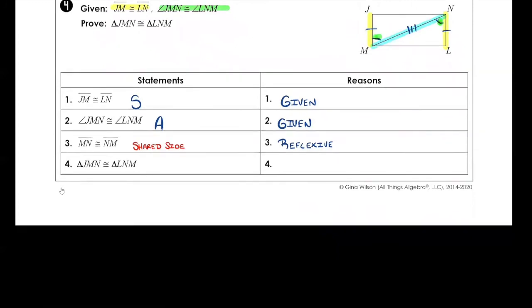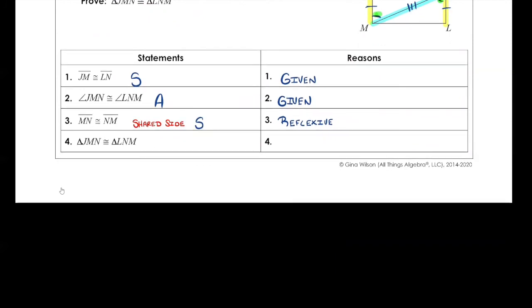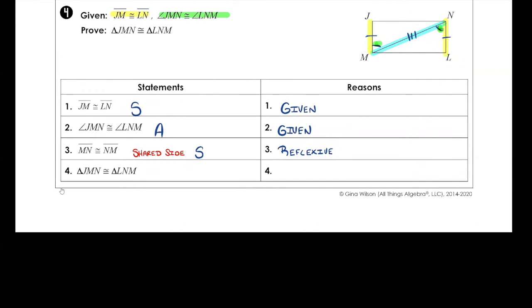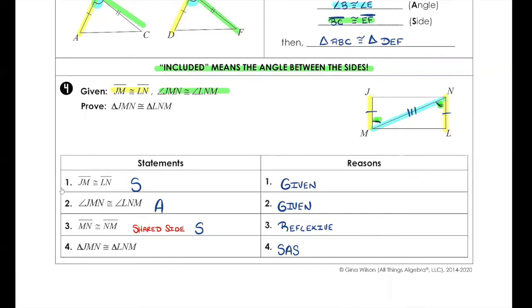We're good. So that's a side or an angle? Side. So why is triangle JMN congruent to triangle LNM? Side, angle, side. So tomorrow we're going to mix them up a lot.